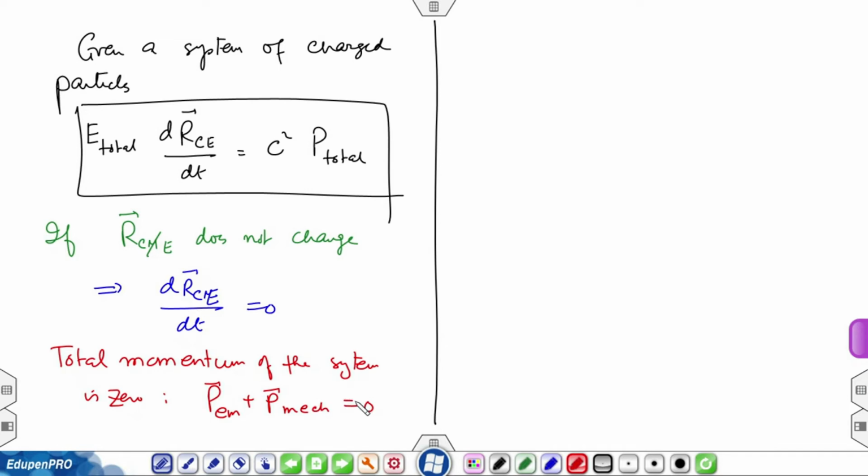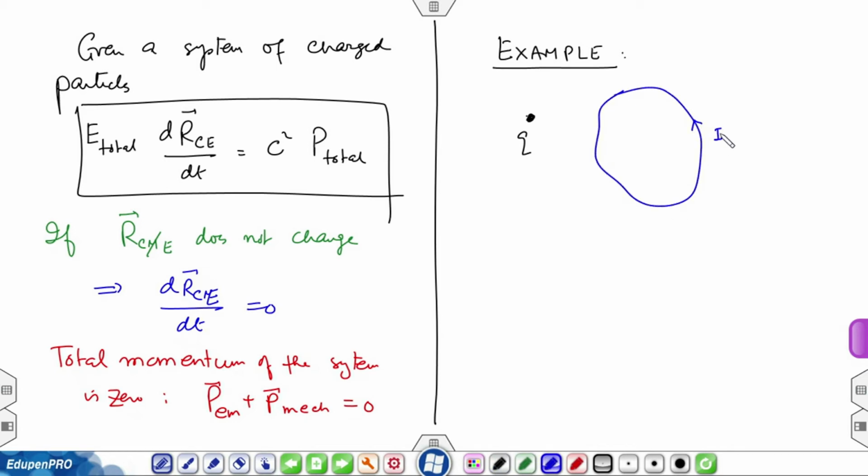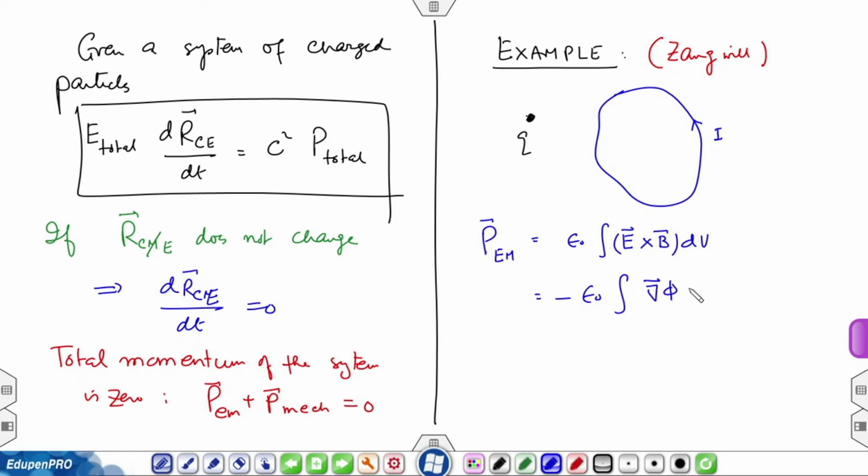So, let us now illustrate this through an example. Example is, let us take a charge Q and a circuit next to it that has current I going through it. This example is taken from Zangwill's book. If I were to calculate the electromagnetic momentum, it will be equal to ε0 integral E cross B dV, which I can write as minus ε0 integral grad φ cross B dV.